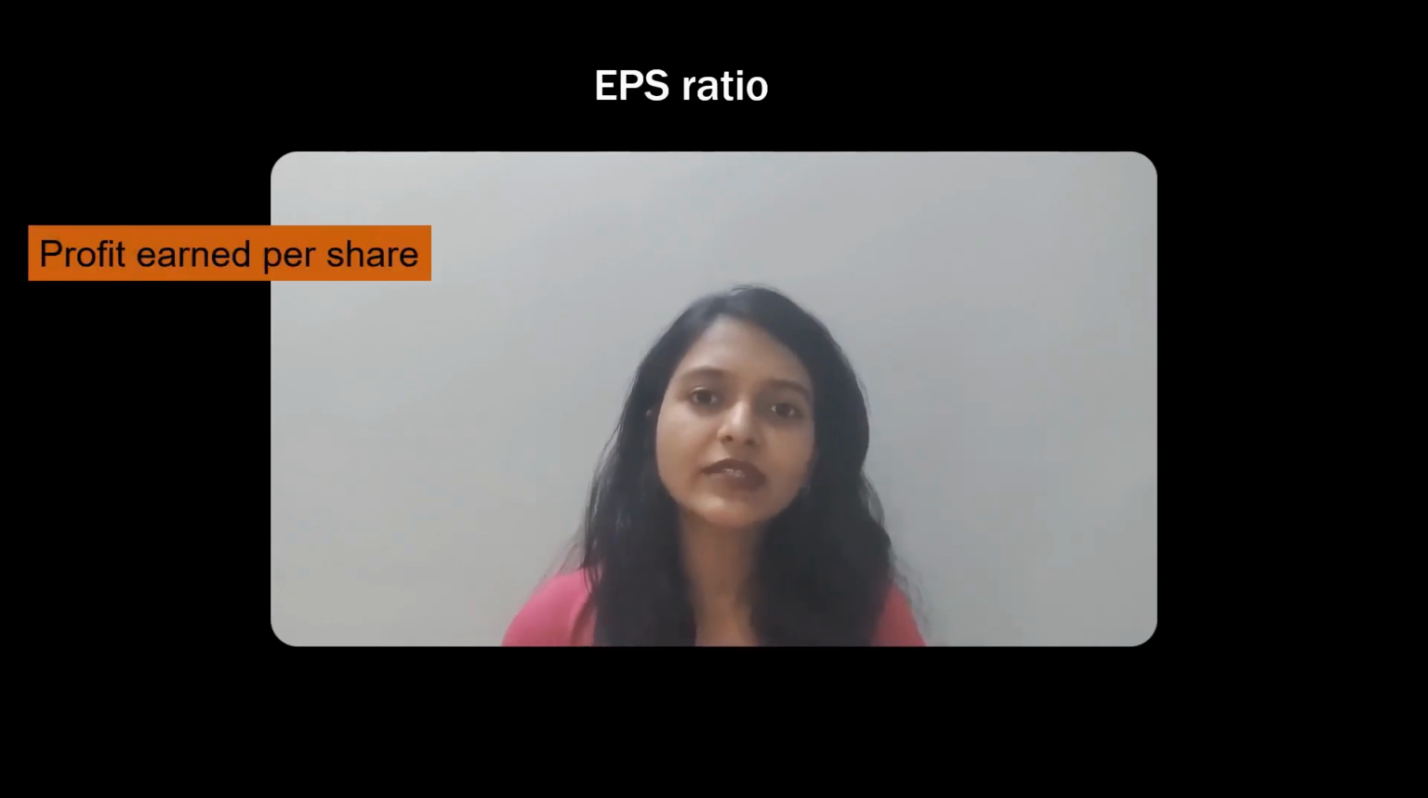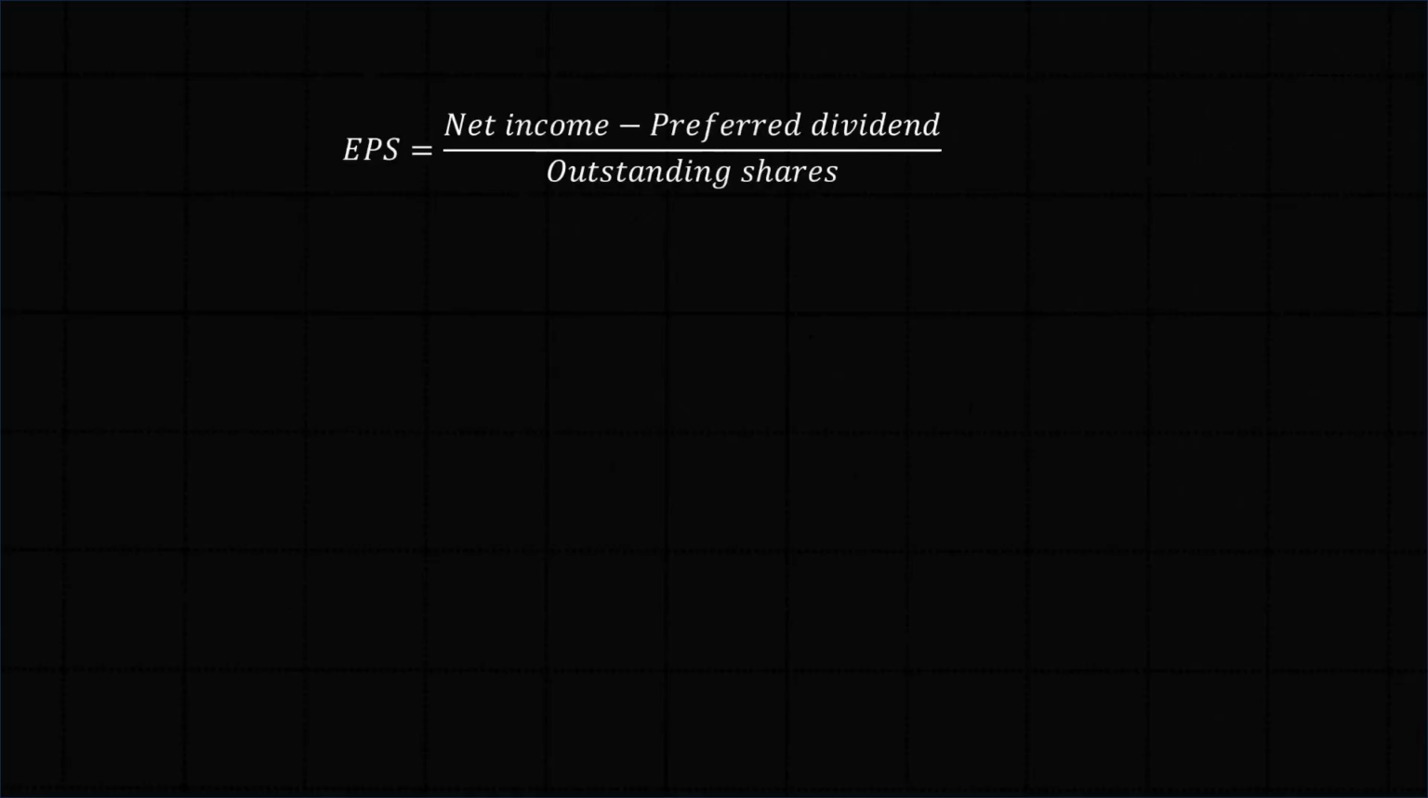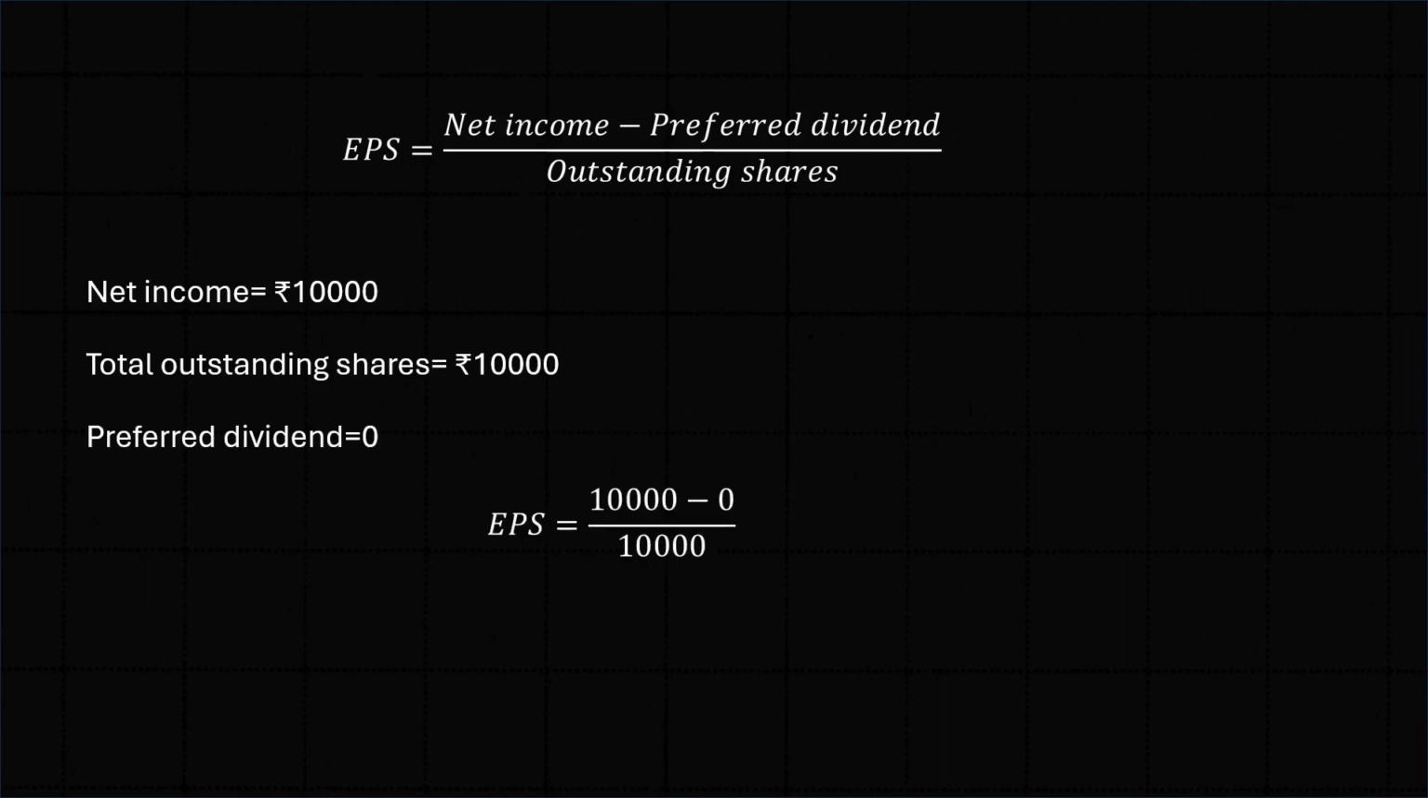The second one is earnings per share. So EPS is the profit a company earns for each of its outstanding shares. The formula for EPS is net income minus any preferred dividend, divided by outstanding shares. Suppose a company had net income of 10,000 and a total number of outstanding shares of 10,000 again. This gives earnings per share of 1, which means that the company generates net income of 1 rupee for each outstanding share. Like dividend yield, the higher the earnings per share, the better the company is doing for its shareholders.